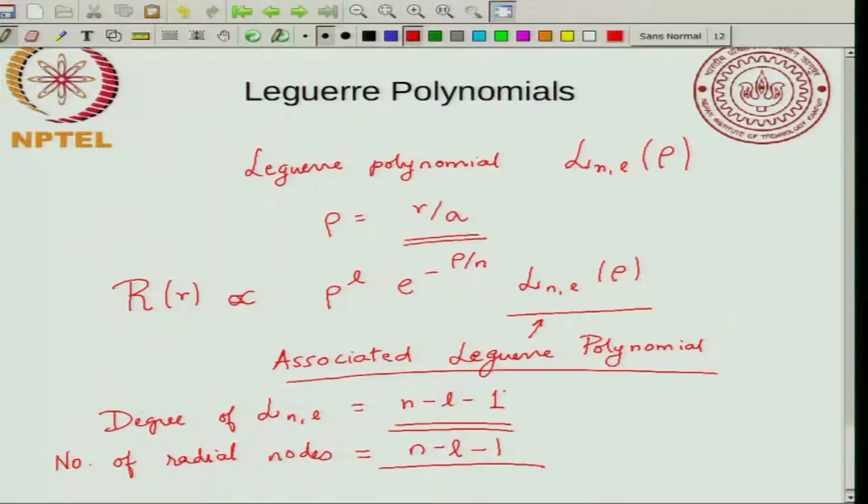So, for the other parts of R, rho raised to L goes to 0 only when rho equals 0. Similarly, e raised to minus rho by n goes to 0 only when rho goes to infinity. But it is this Laguerre polynomial that will give you the different nodes of the wave function.